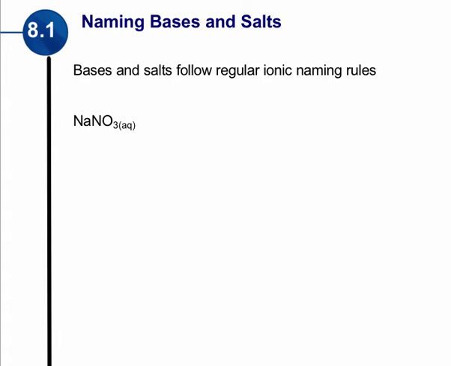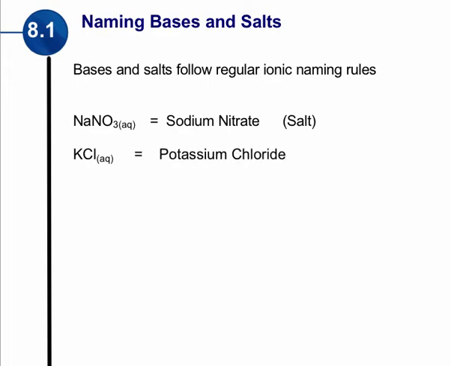NaNO3, if we're looking at this on our periodic table, is just sodium nitrate. And sodium nitrate doesn't have H or OH in the formula, so that would mean this is just a type of salt. If we did KCl, use your periodic table. We have potassium chloride. And again, there is no H or OH. This is just a salt.